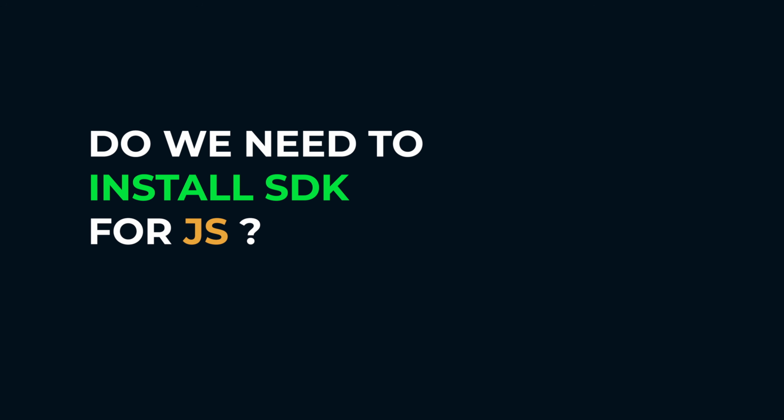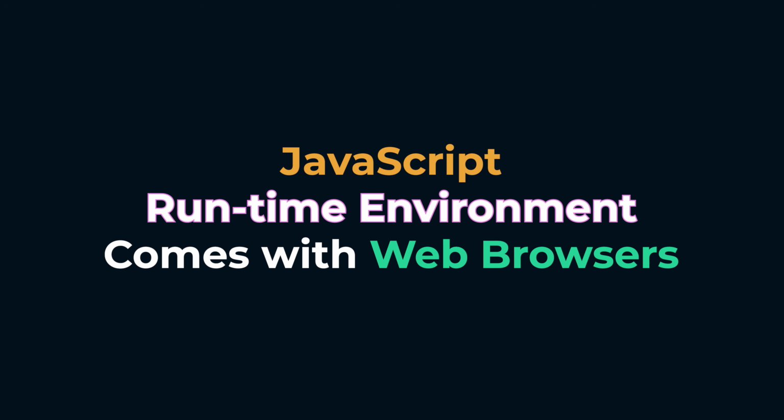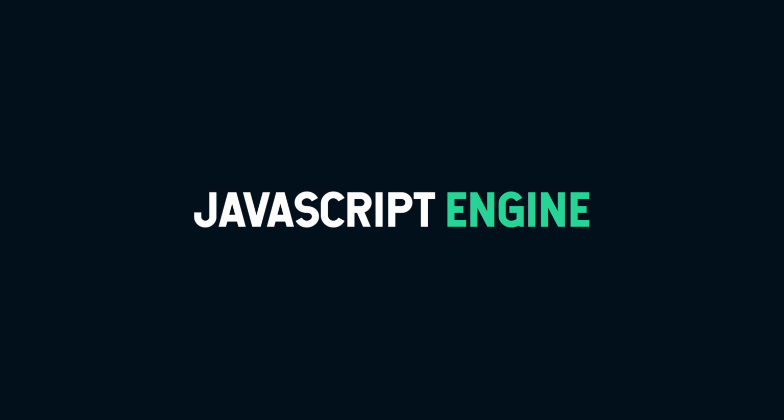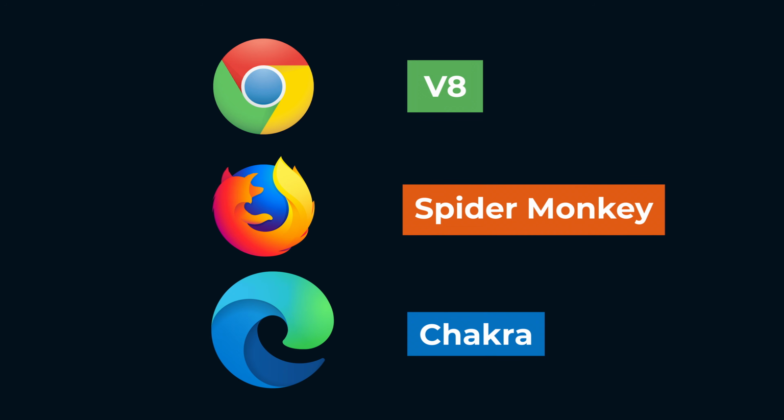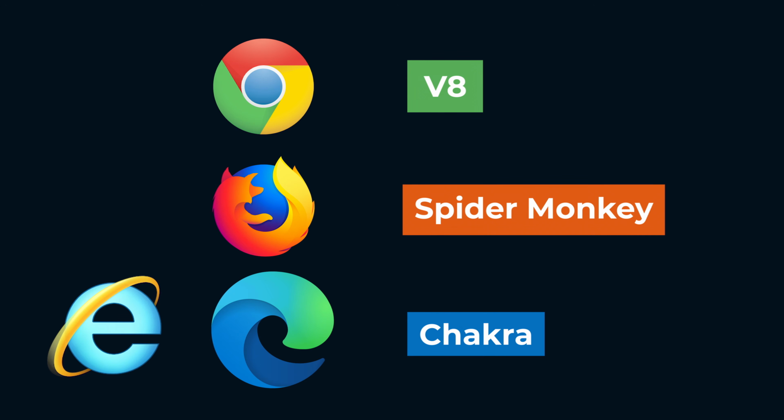Now come back to our question. Do we need to install SDK for JavaScript? The answer is no. We don't have to install the runtime environment or SDK for JavaScript separately, meaning it already comes with web browsers. And this JavaScript runtime environment is commonly called as JavaScript Engine. Each web browser has its own separate JavaScript engine and their own name. The JavaScript engine of Google Chrome is known as V8, and that of Mozilla Firefox is SpiderMonkey. Chakra is the JavaScript engine for Microsoft Edge, which is the successor of old Internet Explorer.